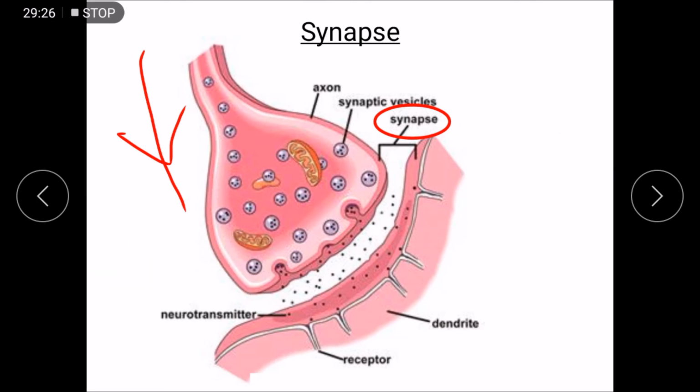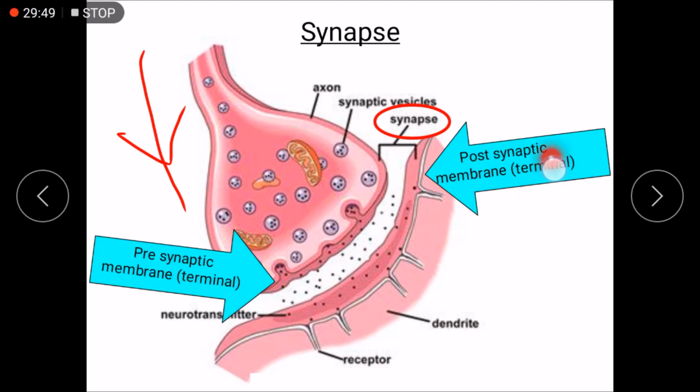Different neurotransmitters will give out different types of impulse. It depends on what type of impulse you like, whether you want a good impulse or a sad impulse. It depends on what type of neurotransmitter is being released. The other part where it receives is called the postsynaptic membrane. This part has the receiver, or the receptor.